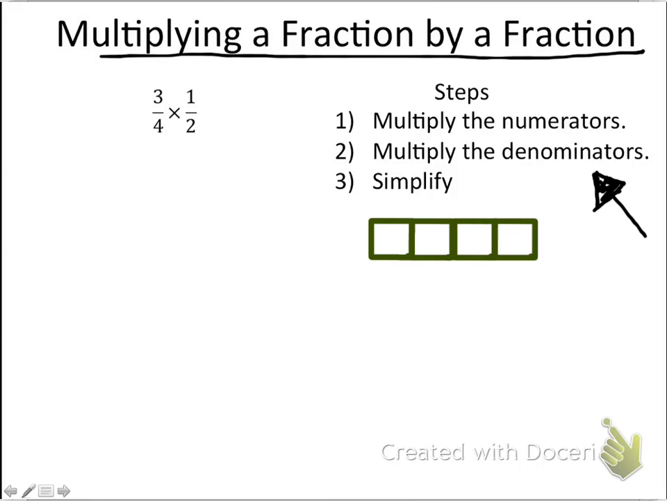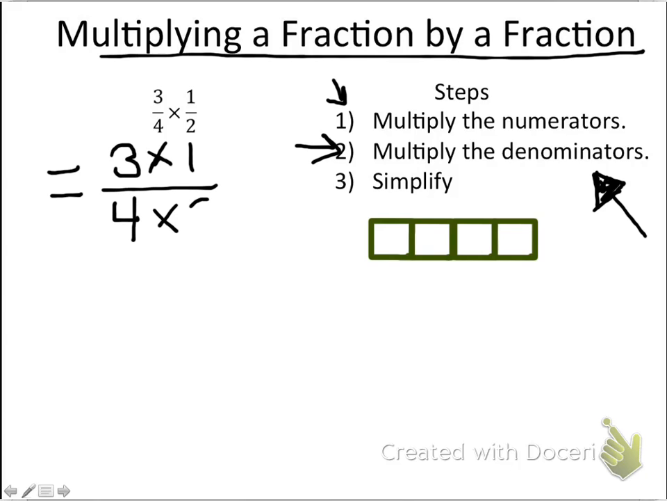Our first step is to multiply the numerators. So let's do that. We're going to multiply the numerators of our fractions. So that's 3 times 1. Our second step is to multiply the denominators. So then we have over 4 times 2.